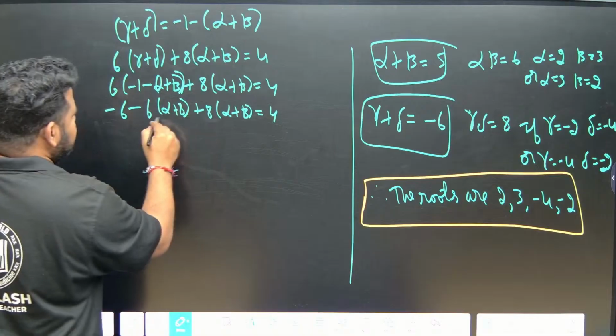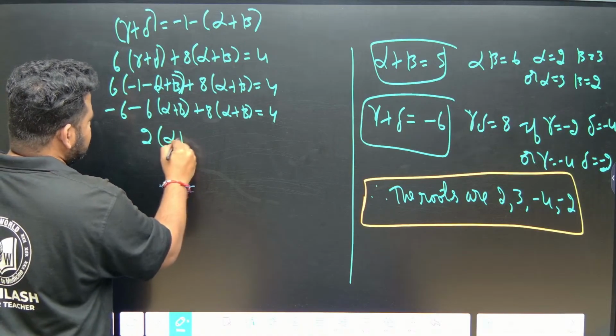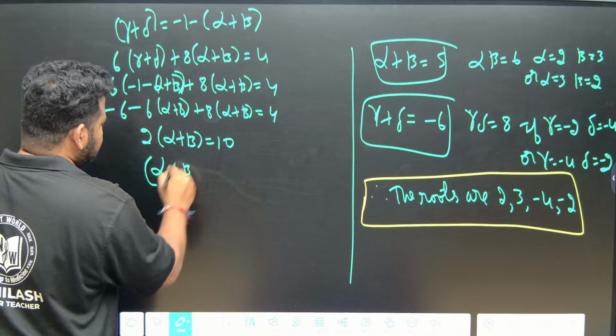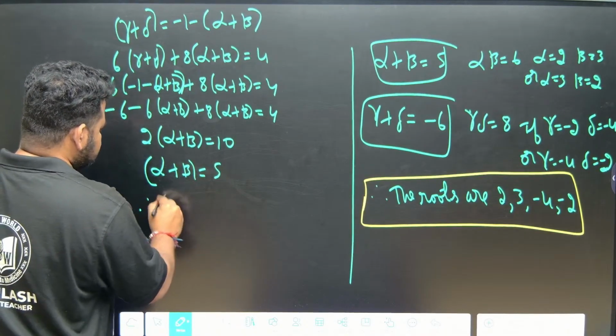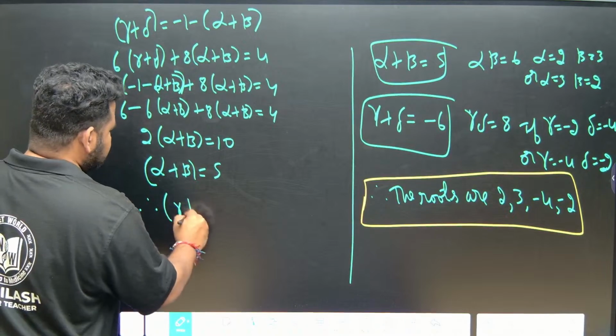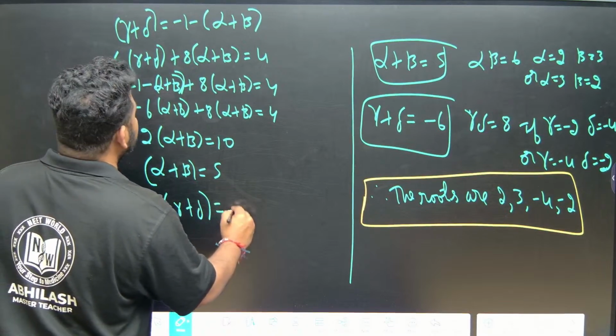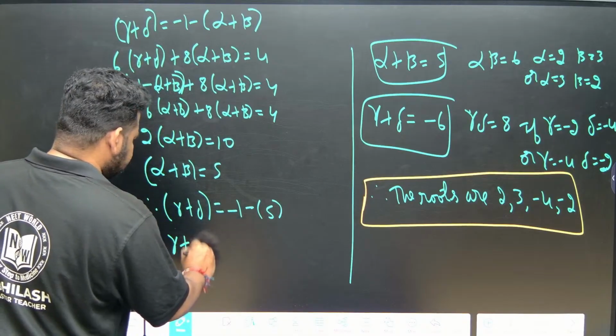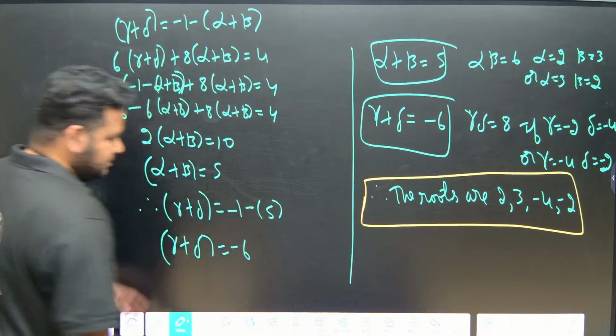So I'll get 2 times alpha plus beta is equal to 10. So alpha plus beta will become equal to 5. Therefore this implies gamma plus delta will become equal to minus 1 minus 5, that is gamma plus delta is equal to minus 6. That's it, same thing.